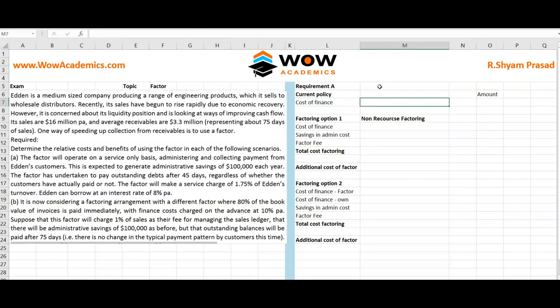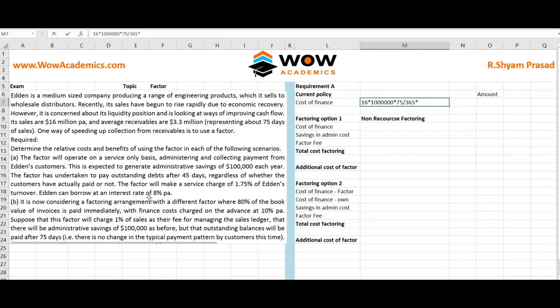So we'll start from the cost of finance. So the cost of finance works like this. We have 16 million. This is going to be with the company for 75 days as receivables. So the total number of days in a year, it's not given. So we can assume it to be 365. If they have not given anything, we are free to assume any number of days. We'll take it as 365 days.